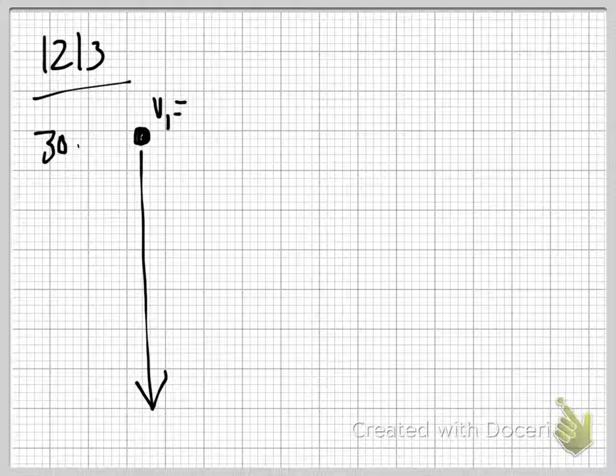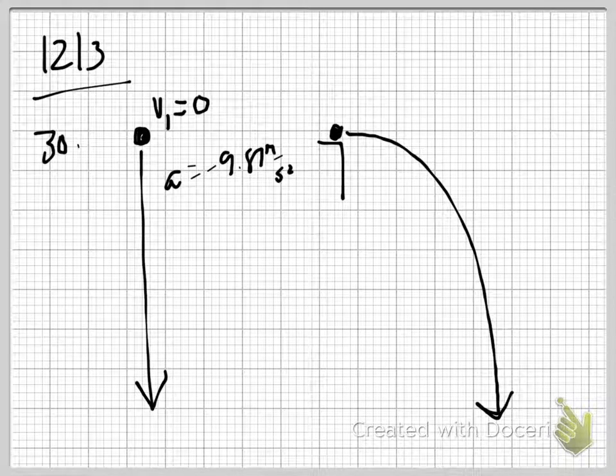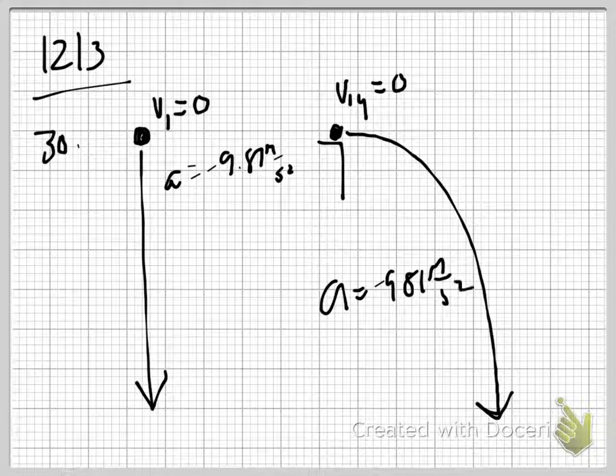Looking at number 30 in the chapter review, if you have one object that's being dropped straight down, which has a VI equal to 0 and an acceleration of negative 9.81 meters per second squared, and you have another object that is pushed off of something, kicked, flicked, or pushed, from the same height, has a VIY equal to 0, and an acceleration of negative 9.81 meters per second squared, which one will hit first?